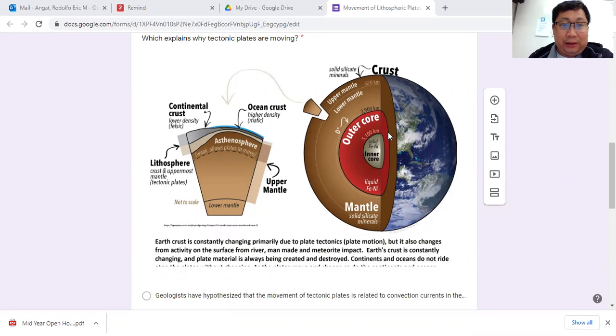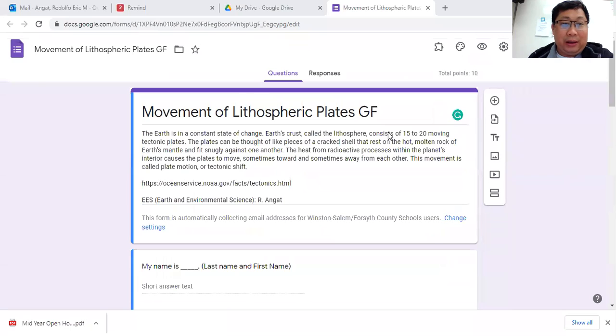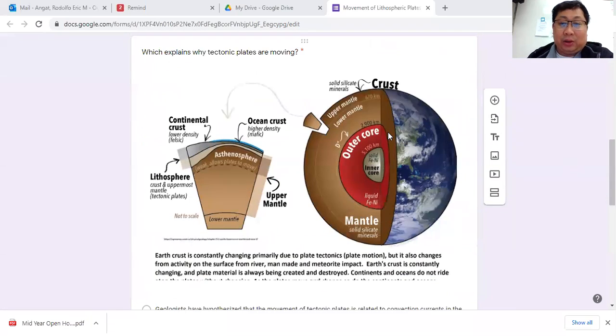So today we'll be discovering about the movement of lithospheric plates. So let's begin by identifying the different layers of our planet. The outermost layer of our planet is the crust. So this is where we are. While underneath the crust, we have the mantle, wherein we have the upper mantle and the lower mantle.